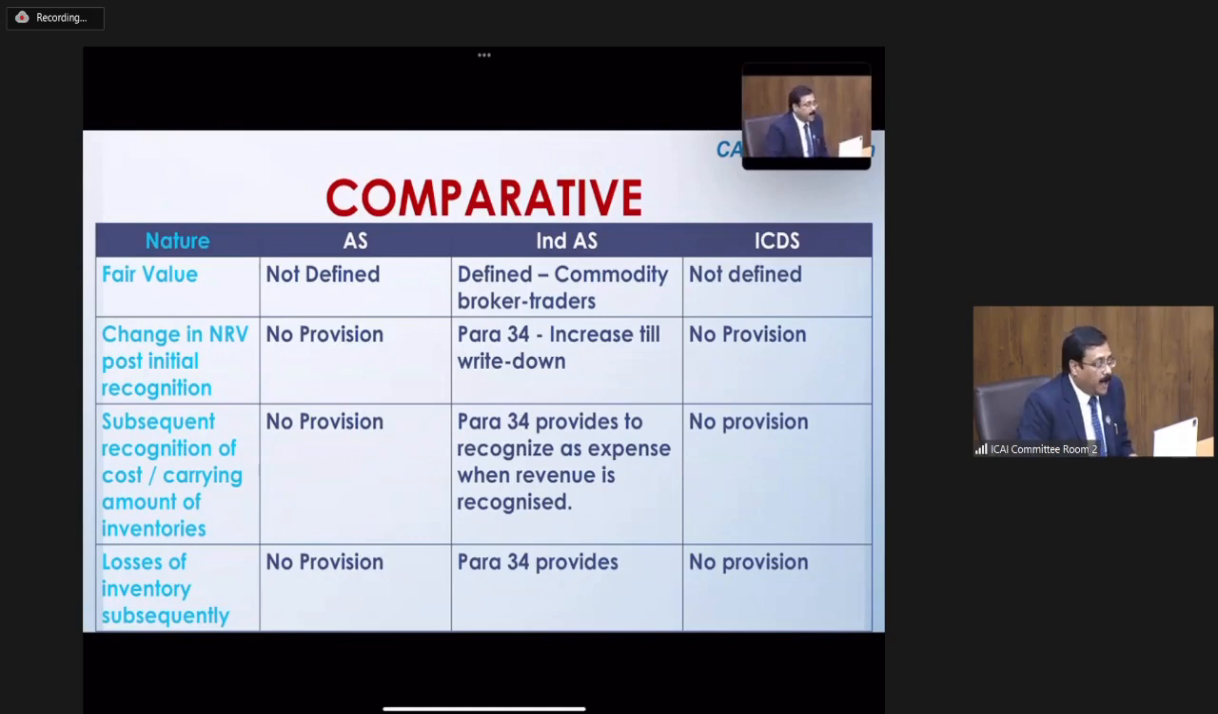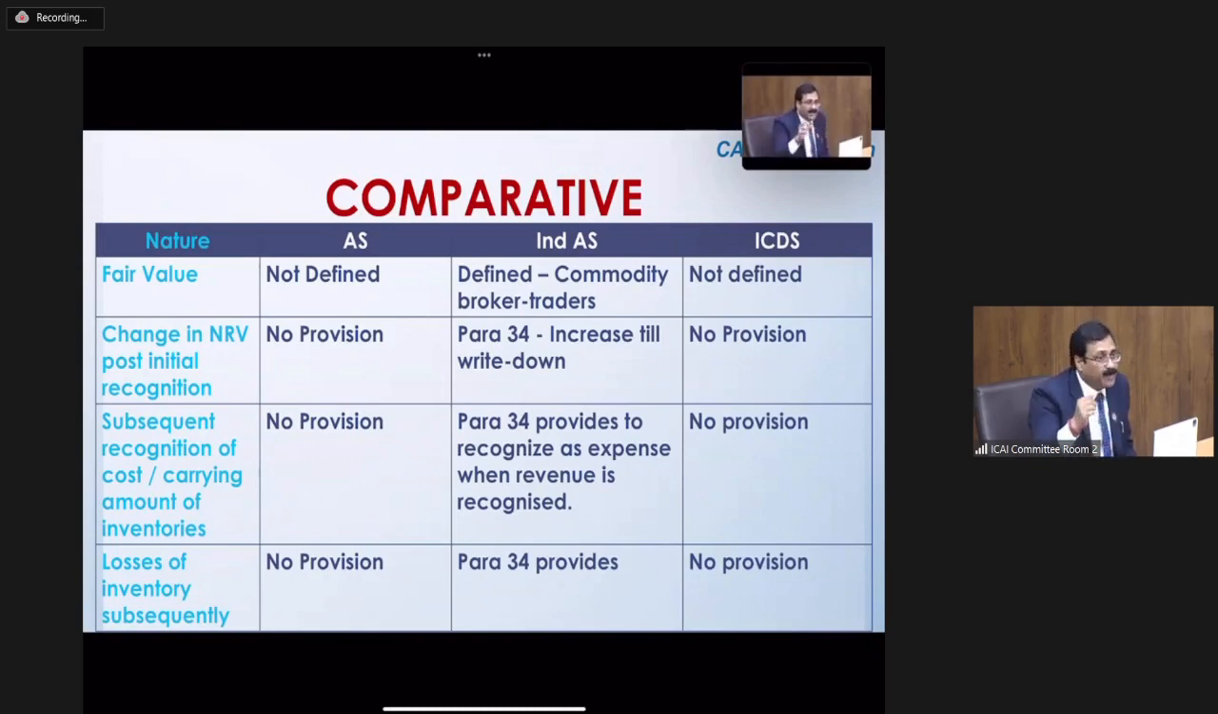Right. Another point there would be subsequent recognition of the carrying amount of inventories, where it says that subsequently, whenever the revenue is recognized for sale of that inventory, you have to recognize that as an expense. And also this para 34 is one of the major differences between Ind AS 2 and AS 2. Though the basic things would be the same, it clearly provides, even in the case of loss of inventory subsequently, which we were talking about in the last slide, that para 34 says that you have to provide for that as an expense.